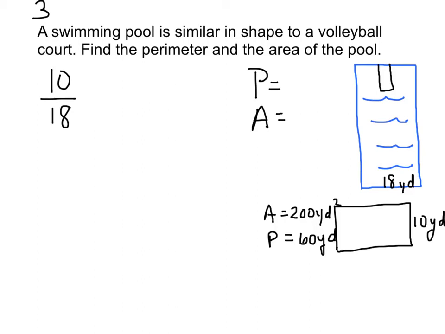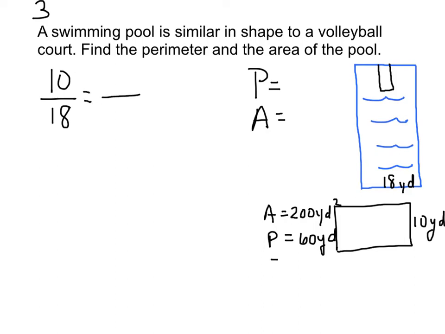Now if you want to simplify that, you can, but you don't have to, because that's not your answer. You have to use that 10/18 and the two key ideas to find the perimeter and area. So let's start with perimeter. If we remember our key idea, the perimeter says that the ratio of the perimeters is the same as the ratio of the sides. So we can say the ratio of 10/18 is equal to the ratio of the perimeters.